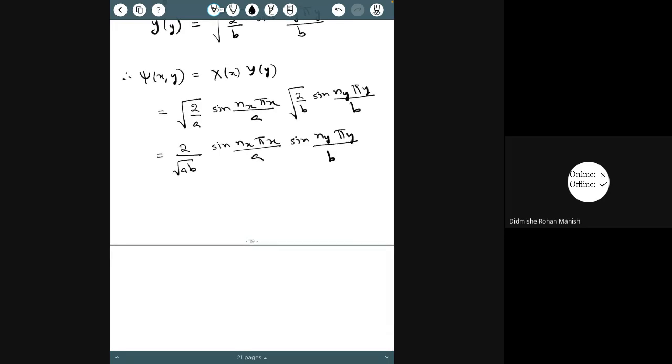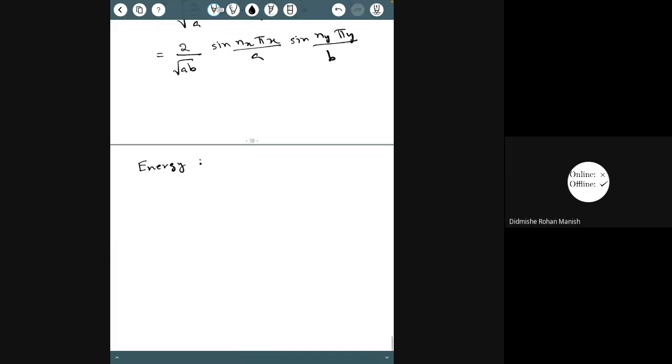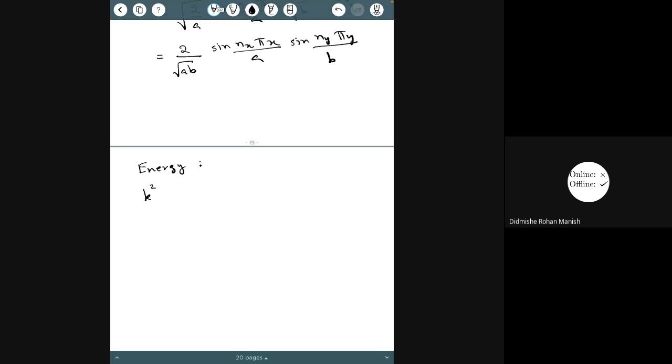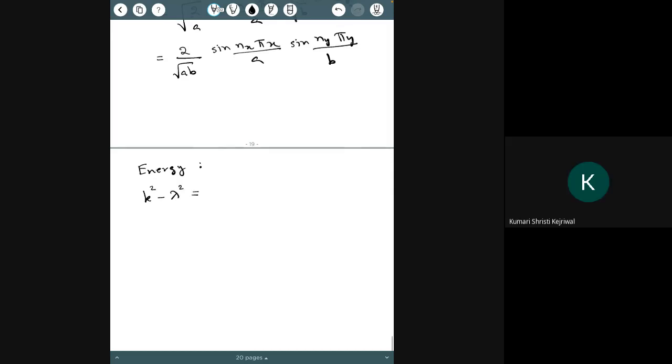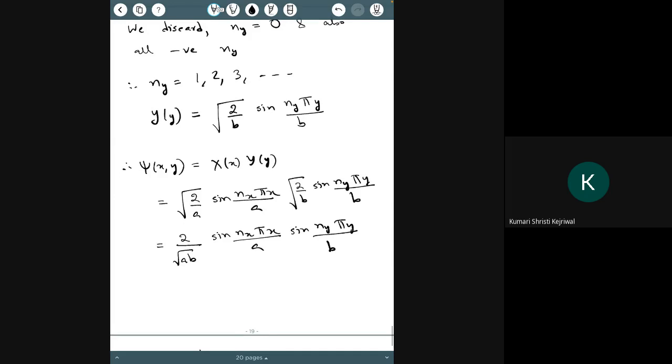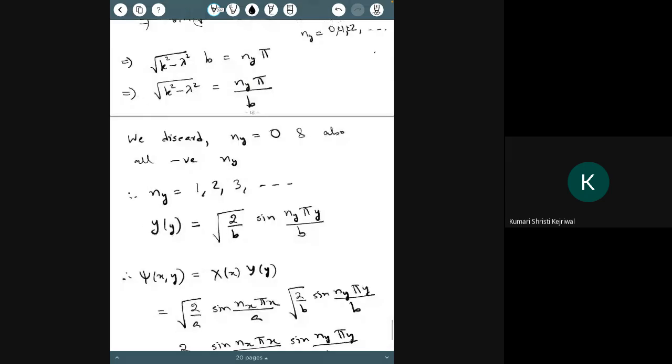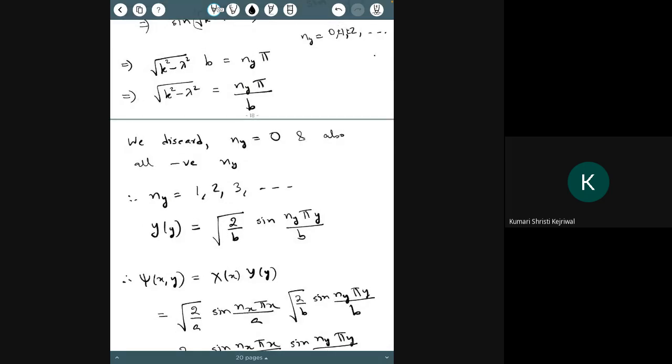And then the energy. So energy, so k square minus lambda square is equal to... Ma'am, can you scroll up a little? Yeah. Ma'am, a little more. Is that okay?